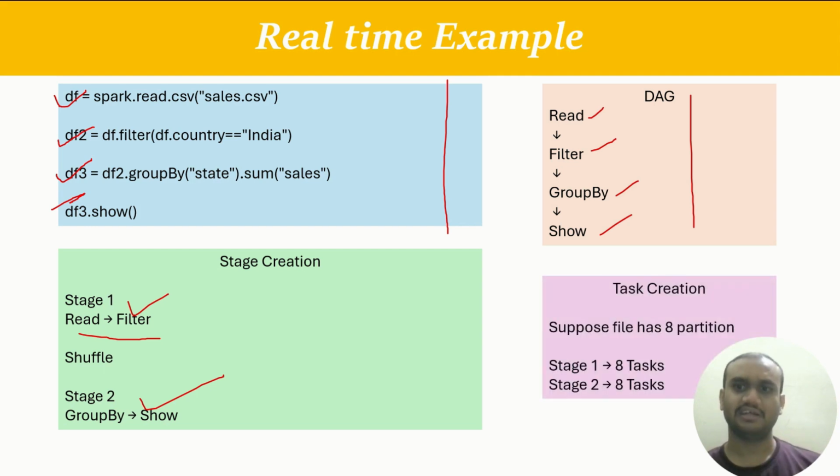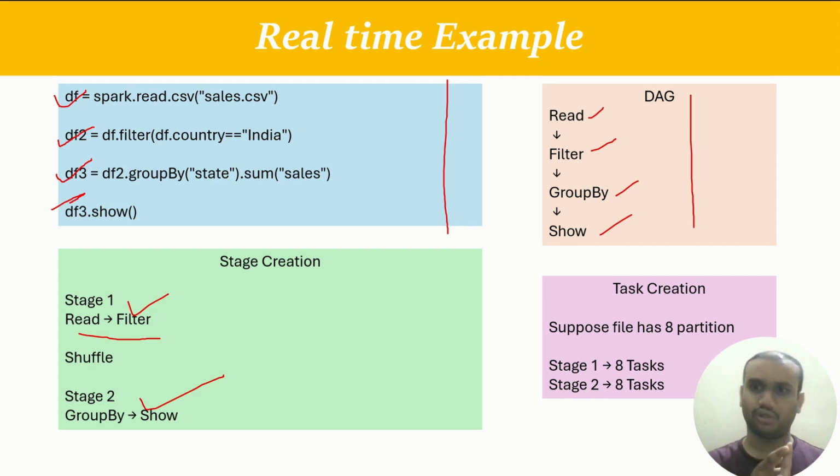Now see the tasks. Suppose there are 8 partitions of data. On each stage we are working on all of this data, we are considering all of these data sets. So there will be 8 partitions, and the number of partitions is equal to the number of tasks. So 8 partitions means 8 tasks on each stage. There will be a total of 16 tasks for this DAG, for this Spark application. You just have to understand how many stages, jobs and tasks are included.